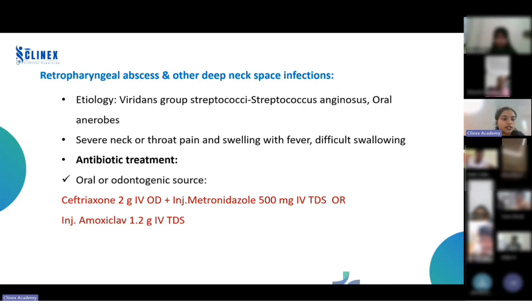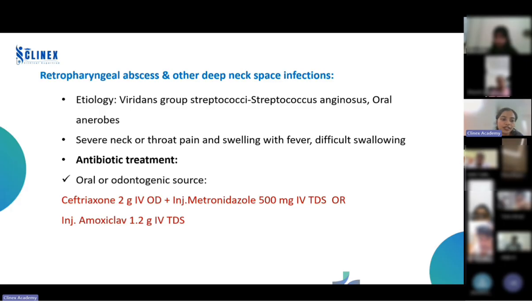When a patient has severe neck or throat pain and swelling with fever and difficulty swallowing, it can be due to retropharyngeal abscess, or you also have to suspect other deep neck space infections. Of course, this is a severe condition, and you need antibiotic treatment for this. Sometimes you also need surgical intervention in the form of drainage.